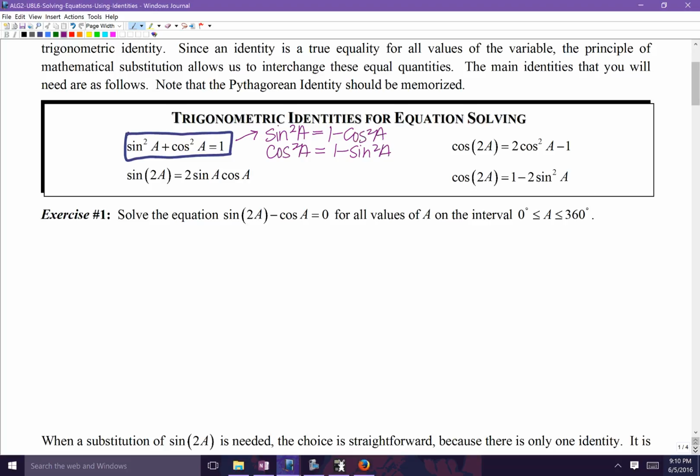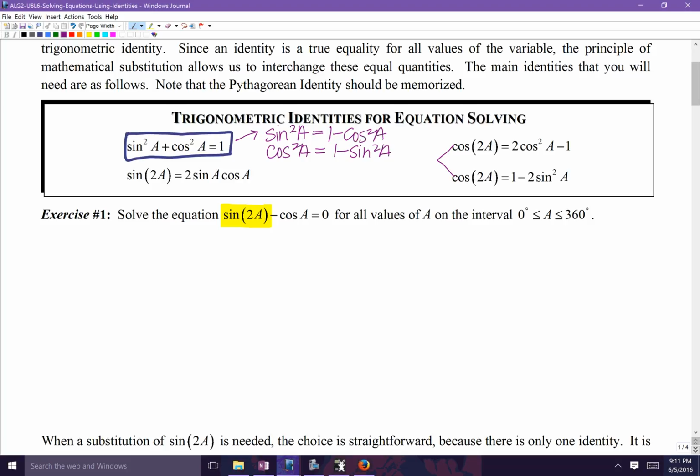Okay. Solve the equation sine 2A minus cosine of A equals 0 for all values of A on the interval where A can be between 0 and 360 degrees. The first thing I want to do is take note of this sine of 2A. When you're solving these, if you see a double angle, like sine of 2A or cosine of 2A, you automatically want to flip to your reference sheet and ask, how can I rewrite the sine of 2A? Sine of 2A has only one formula, while cosine of 2A has two different ones. We'll talk about that later.